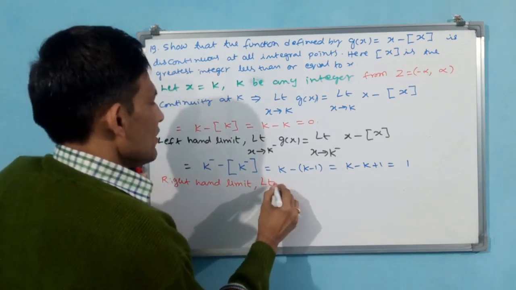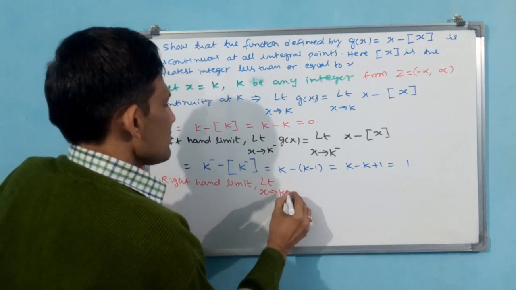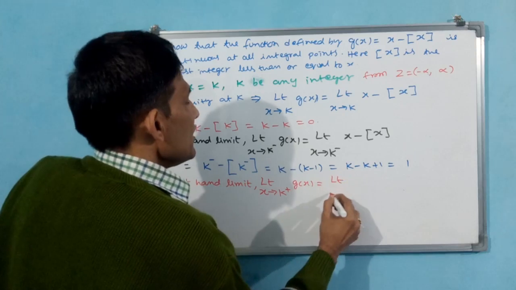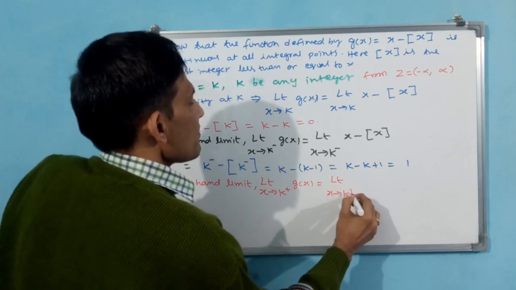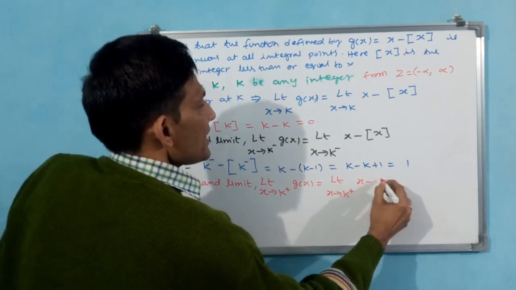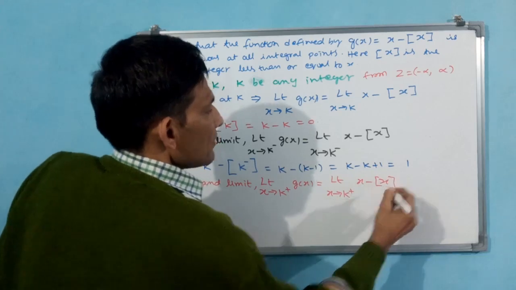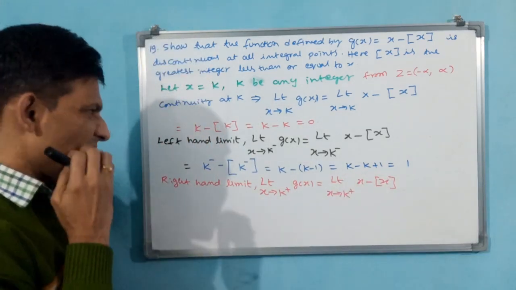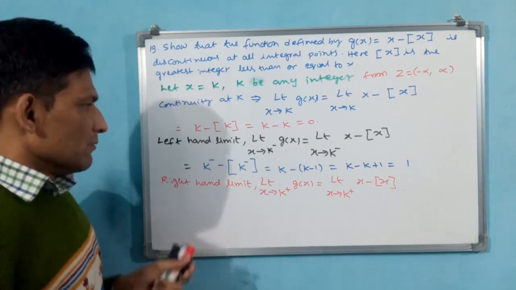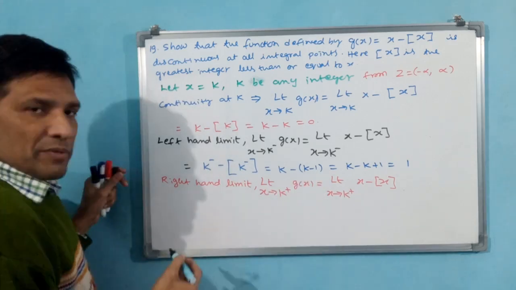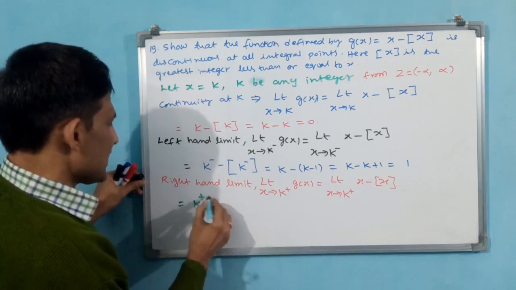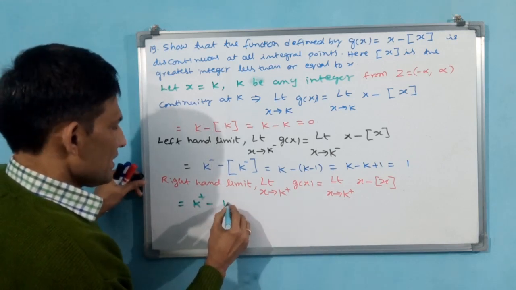Limit x tends to k plus g of x is equal to limit x tends to k plus x minus bracket x. Is it okay? Definitely okay. Now substitute, that means apply limit. That is equal to k plus means k plus only you take minus k plus.